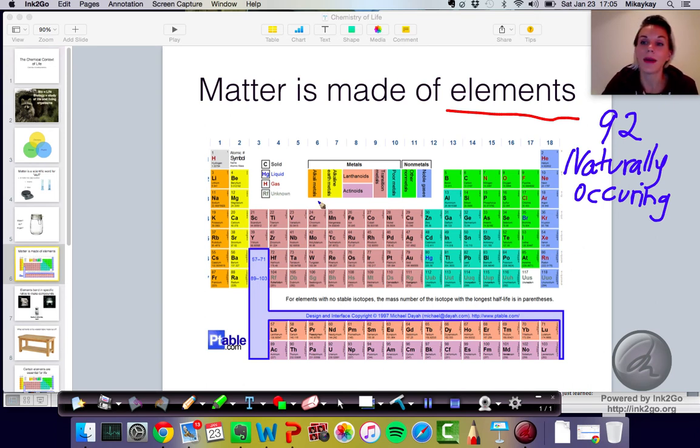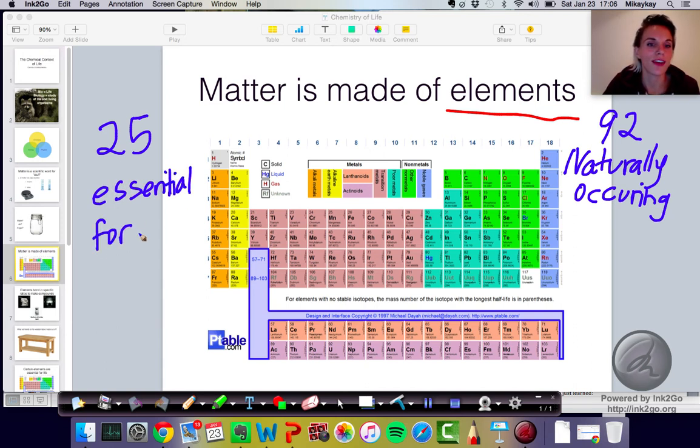There are only about 25 of the elements that are absolutely essential for life, which means without them, organisms wouldn't be able to live. Not every single organism needs every single one of them, but of the 100-odd elements, 25 of them are really important for life and for the study of biology. And we're going to talk more about what kinds there are, but first I want to talk about what happens when elements come together, right?